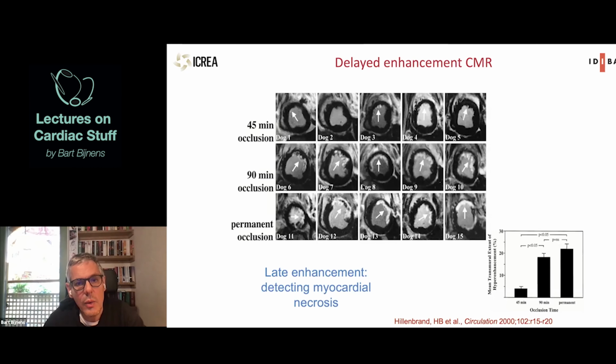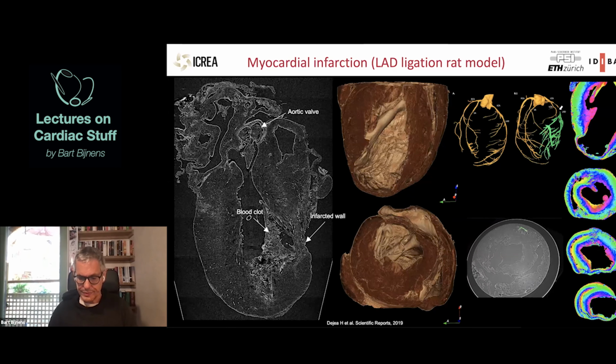And so this way, with this type of imaging, and so with late enhancement, what you can do is look at the transmurality of an infarct, for example. But as I said, this is mostly done for chronic infarctions, and it helps a lot to see whether there is scar tissue, yes or no.